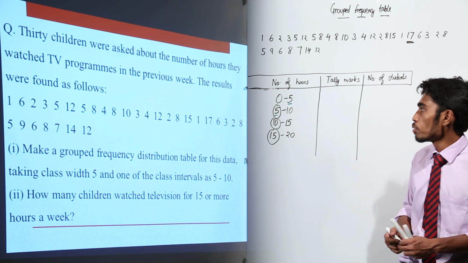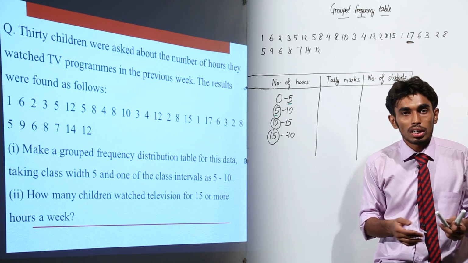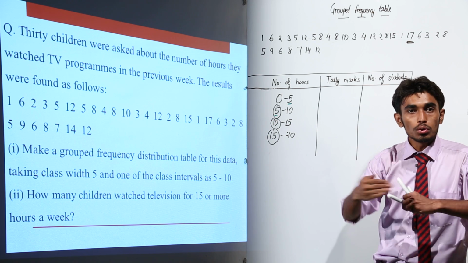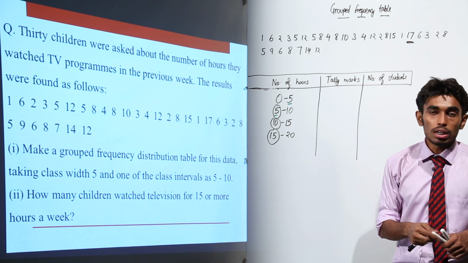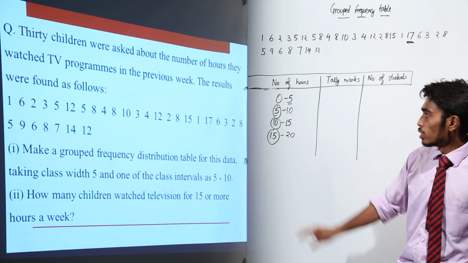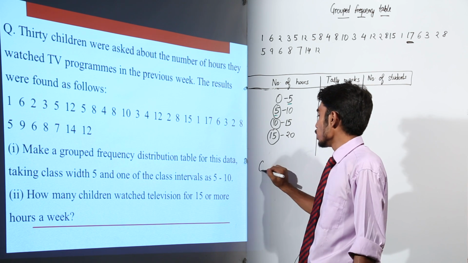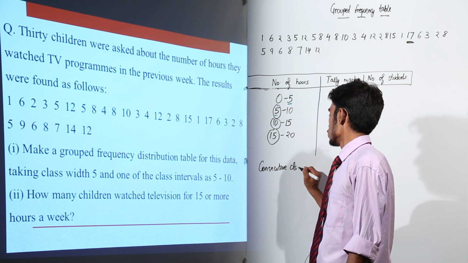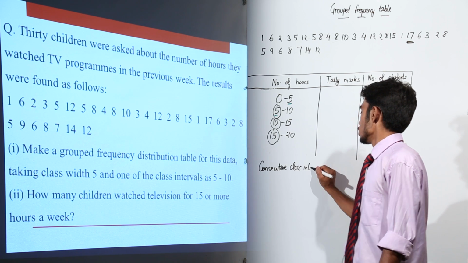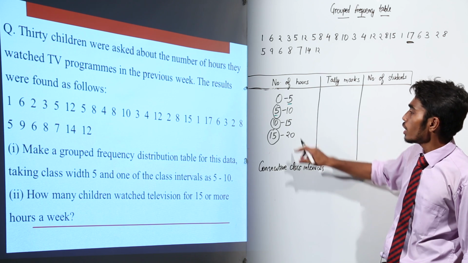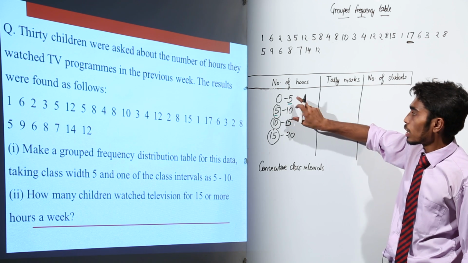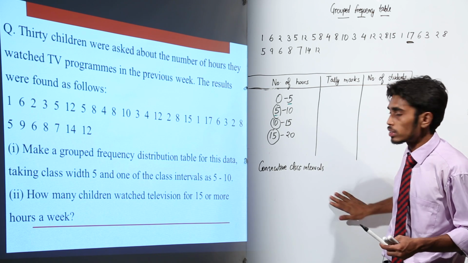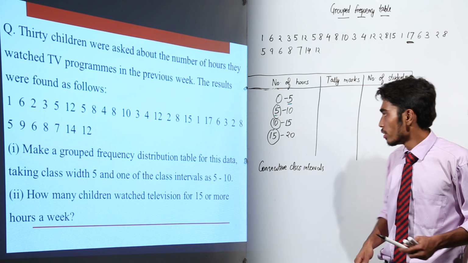We have formed nothing but continuous class intervals. Now what are continuous class intervals? When the upper class limit and the lower class limit of two consecutive classes are equal, then they are called consecutive class intervals, right? You will be learning about consecutive class intervals in detail, right?